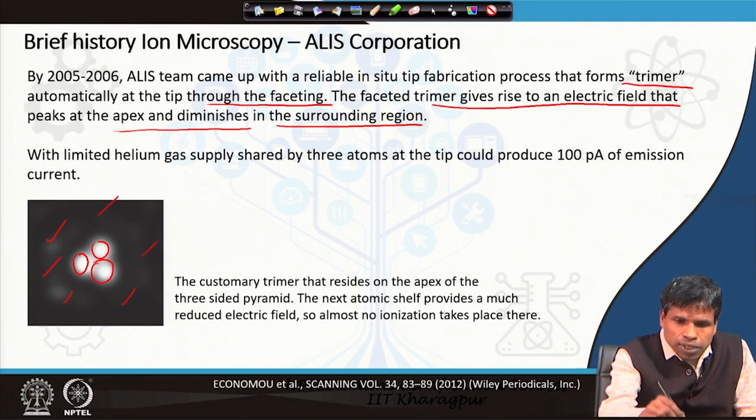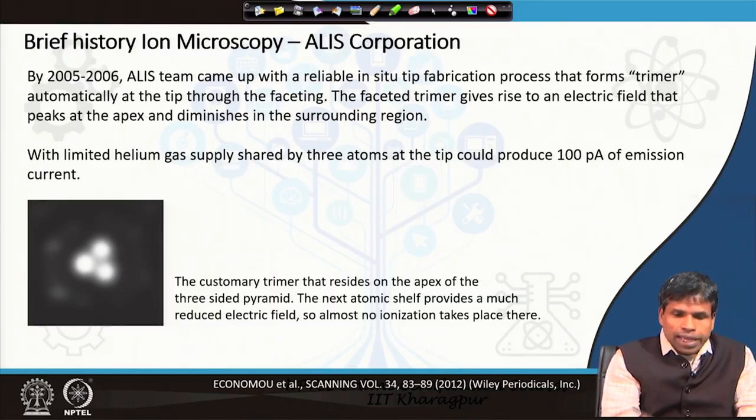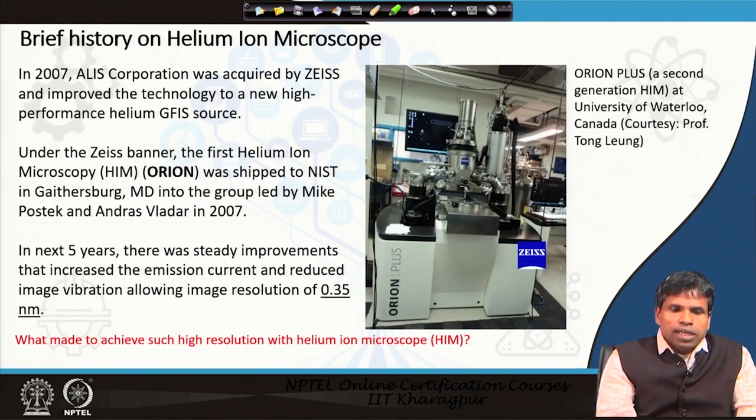So, this ELIS company, by 2005, came up with this kind of tip that was stable. Then in 2007, ELIS Corporation was acquired by Zeiss. Zeiss is another microscopy company, and it improved the technology to a high performance gas filled ion source. Under the Zeiss banner, the first helium ion microscope was produced, and it was shipped to NIST, and the first ion microscope started functioning at NIST.